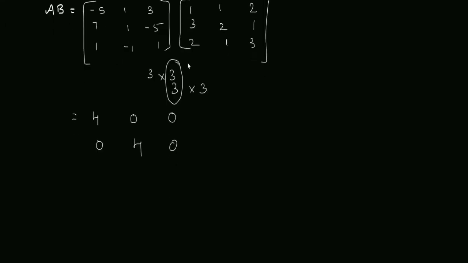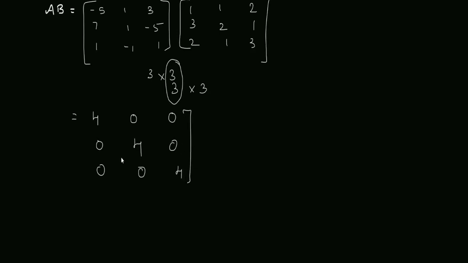Third row and first column. So you will get 1 minus 3 plus 2. So that will give you 0. Then 1 minus 2 and plus 1. So that will give you again 0. Isn't it? 1 minus 2 plus 1. 2 minus 2, 0. Then 1 into 2, 2. Minus 1. 2 minus 1. 1 plus 3. That is equal to 4.